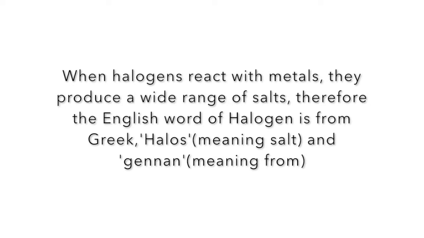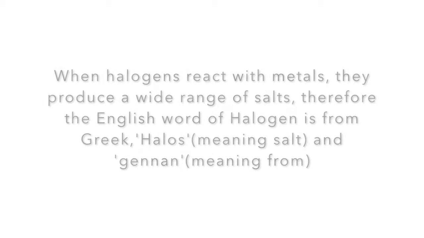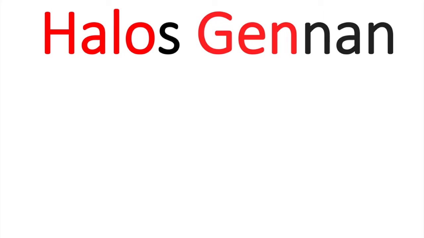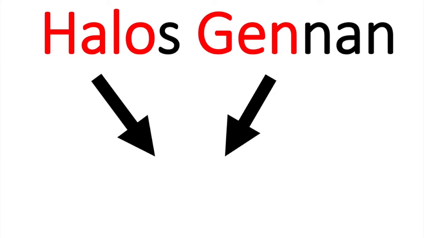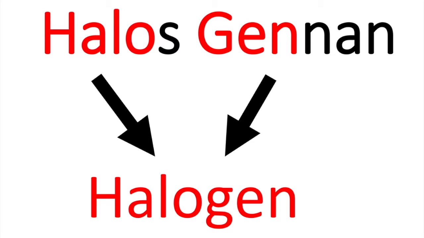When halogens react with metals, they produce a wide range of salts. Therefore, the English word halogen is from Greek: halos, meaning salt, and genon, meaning form.